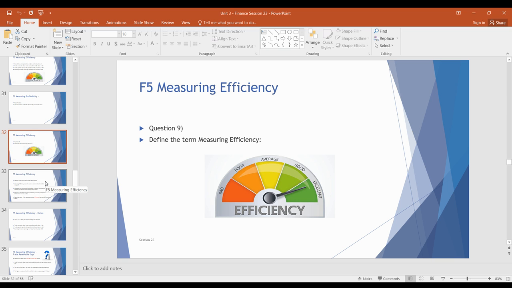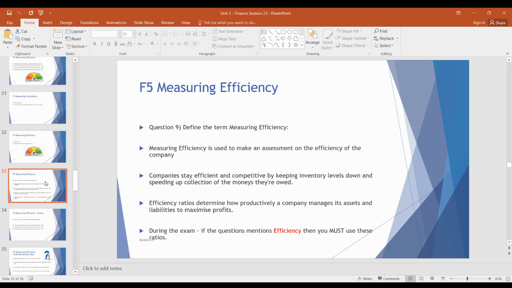So the answer is, measuring efficiency is an assessment that makes a judgement on the efficiency of a company. It allows companies to stay efficient and competitive by keeping inventory levels down and speeding up the collection of monies that they're owed. It also allows us to determine how productively a company manages its assets and liabilities to maximise profits. Got a right tongue twister today.